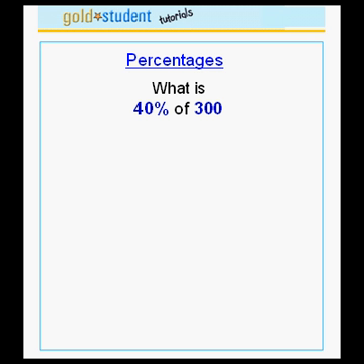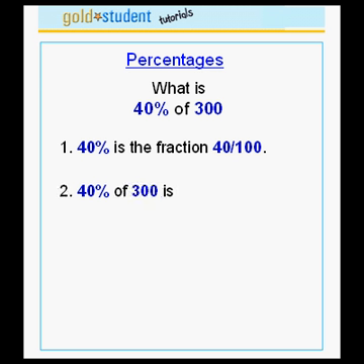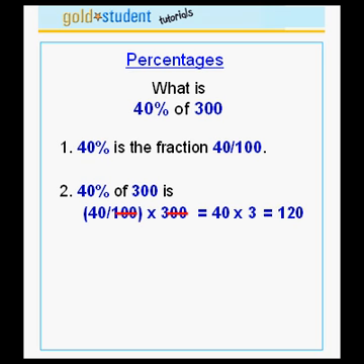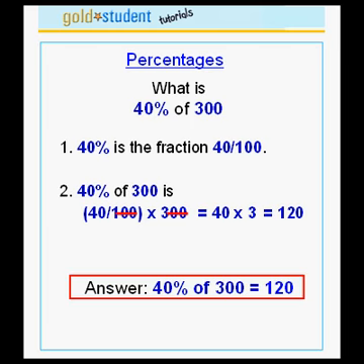What is 40% of 300? 40% is the fraction 40 over 100. 40% of 300 then is 40 over 100 times 300. Canceling the common factor of 100, this can be written as 40 times 3, or 120. Therefore, 40% of 300 is 120.